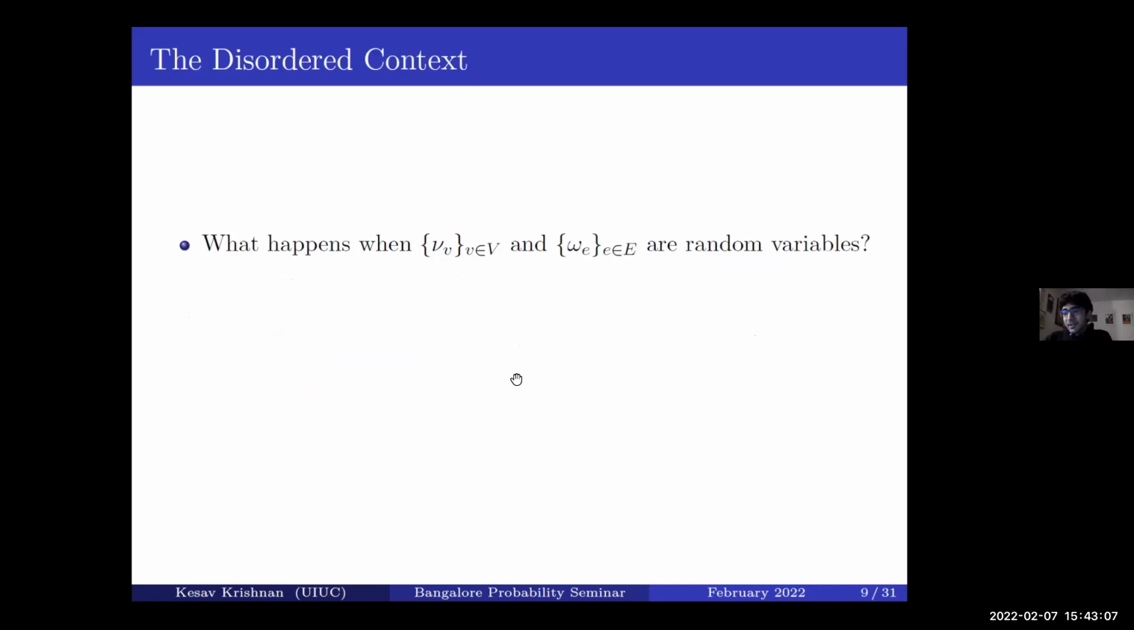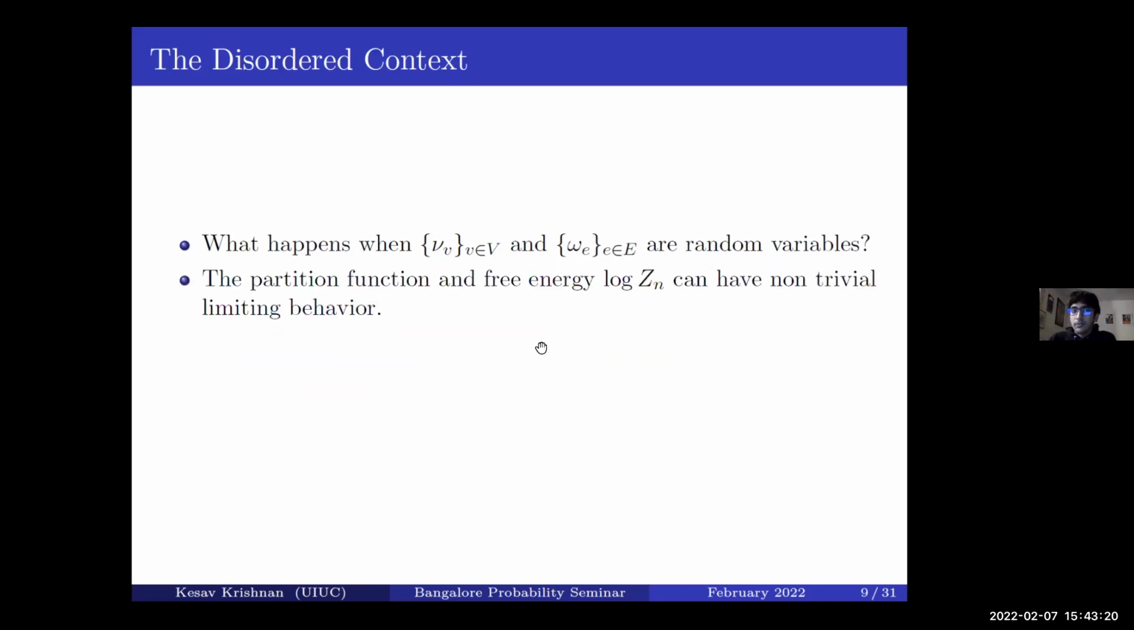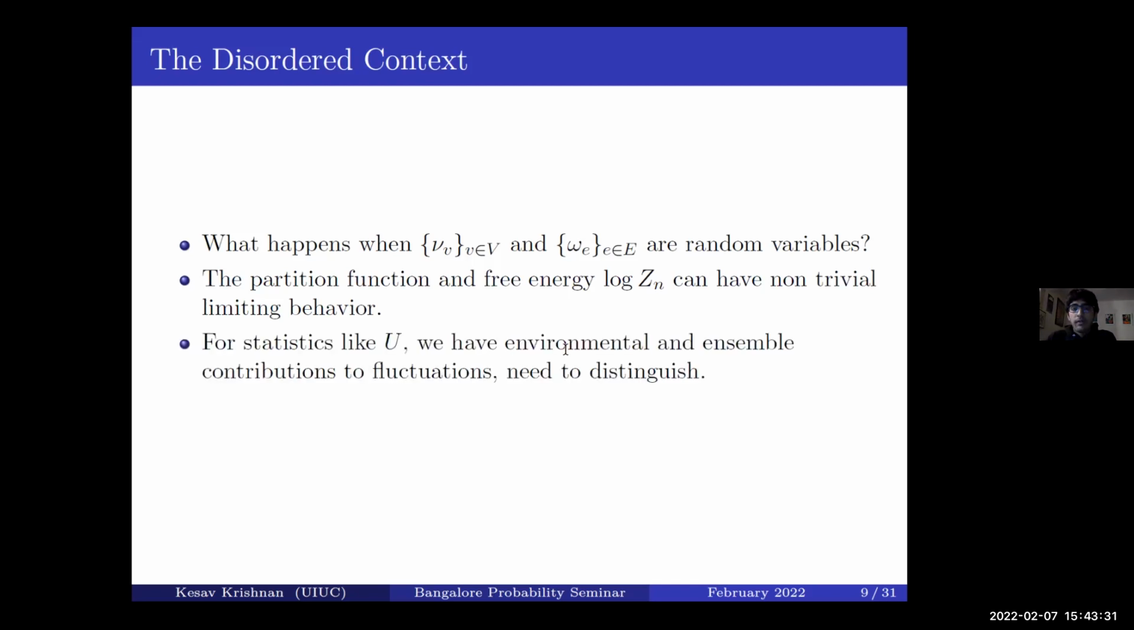So again, when you're approaching these statistical mechanics questions, it's a natural next step to then ask what happens when your weights are random variables themselves. So the partition function and free energy can have non-trivial limiting behavior. They will have fluctuations which you would then want to characterize. And for statistics of interest, like the number of unpaired vertices, we have environmental and ensemble contributions to fluctuations. You'd want to distinguish the two and characterize both.